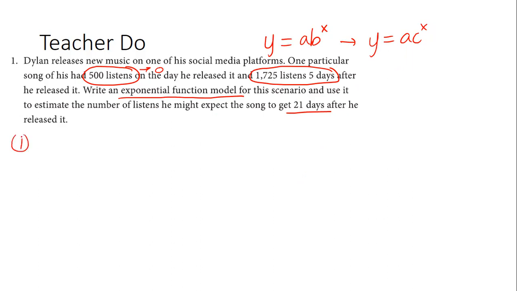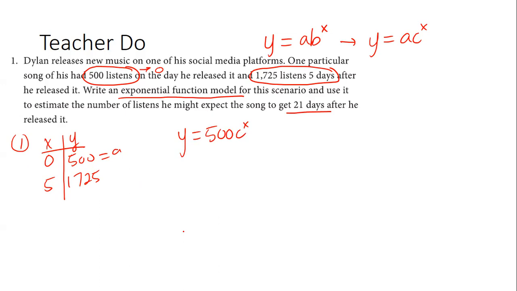So first thing we're going to do is make our table to identify our x and our y's. So at 0, we have 500. Then at 5, we have 1,725. Agree? Okay. Our 0 is our a. So we know we have y equals 500 c to the x. What we have to try to find is our c, our growth factor. What is our growth factor?